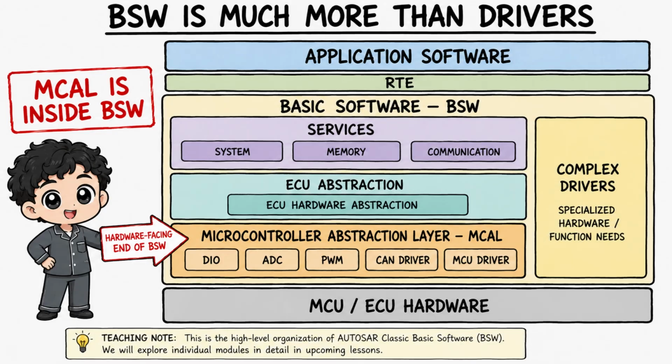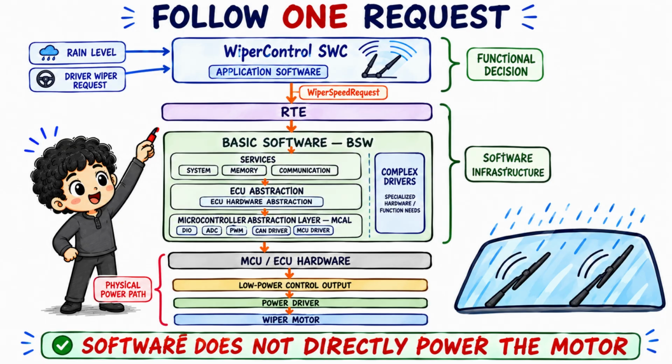Under basic software is the actual microcontroller and ECU hardware. So the mental map is application software at the top, RTE underneath it, basic software underneath the RTE, MCAL inside the hardware-facing bottom of basic software, and the microcontroller hardware underneath the software architecture. Now, follow our wiper request through that map.